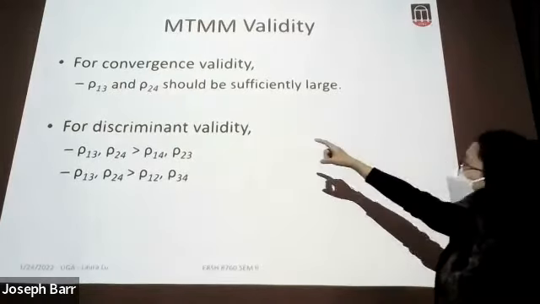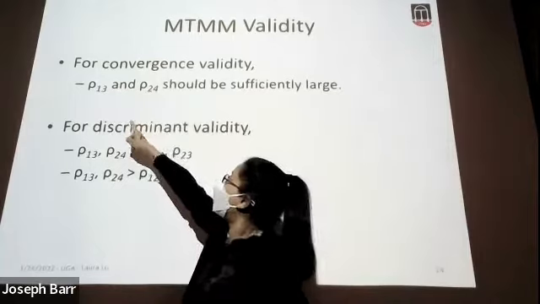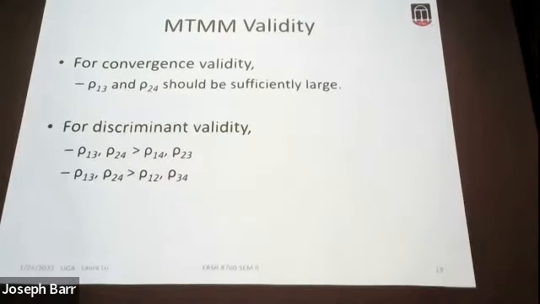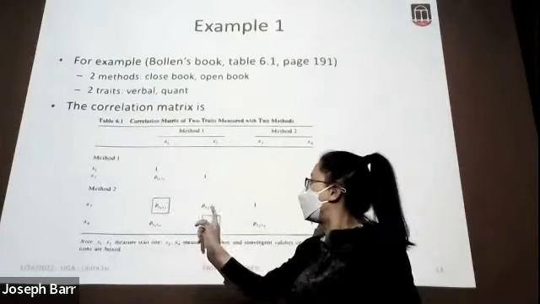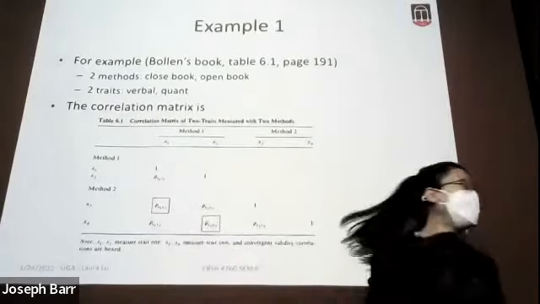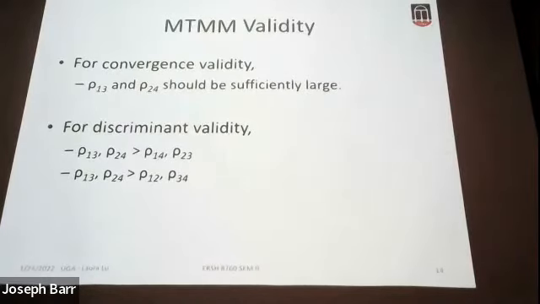So what does that mean? If you want to check convergent validity, you need to check row 1, 3, and row 2, 4. Here, 1, 3, and 2, 4. So these values in the box, these two should be high. Then we can say that there's convergent validity.